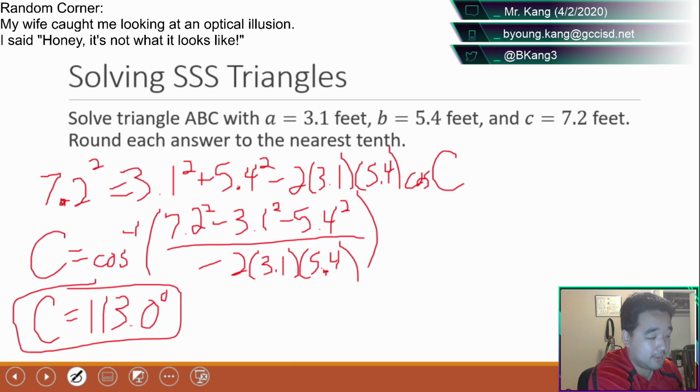I'm going to do the same thing, except I'm going to solve for B or A. I mean, you can pick whichever one. So solving for B is the exact same setup. I'm going to try to condense my work a little bit here, except you've got to put the 5.4 squared by itself first.